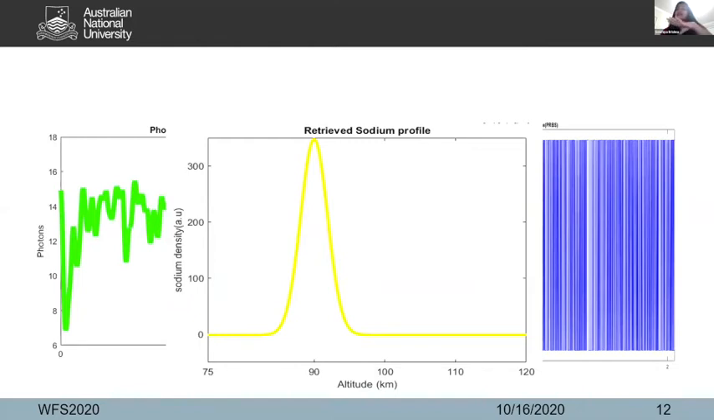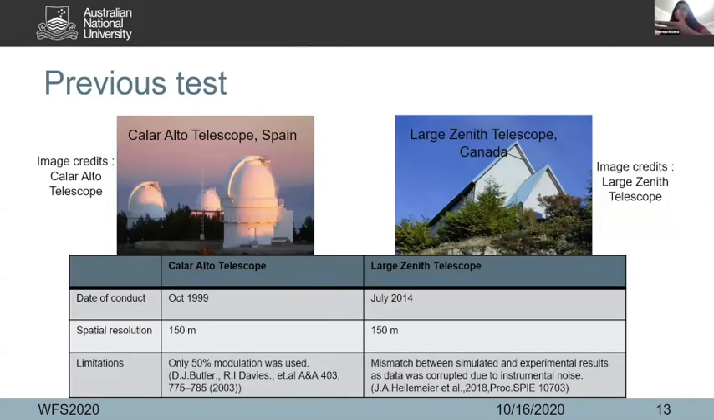And the question now is, has this technique been implemented in the laser guide star field? And the answer is yes. It has been tested twice. The very first was in 1999 at the Colorado telescope. They were the first to test this technique for the laser guide star, and they were successful. They were able to get back the profile with 150-meter resolution. And the second time, they also tested the technique and got back the profile.